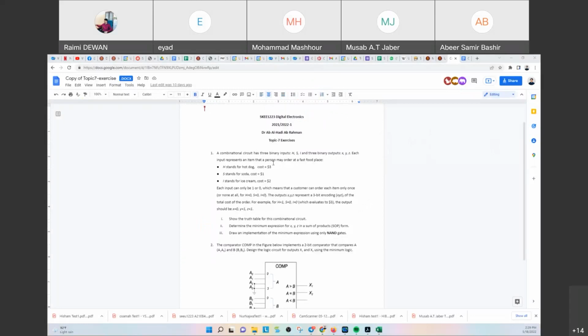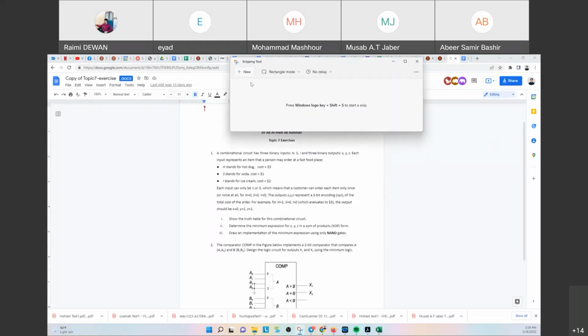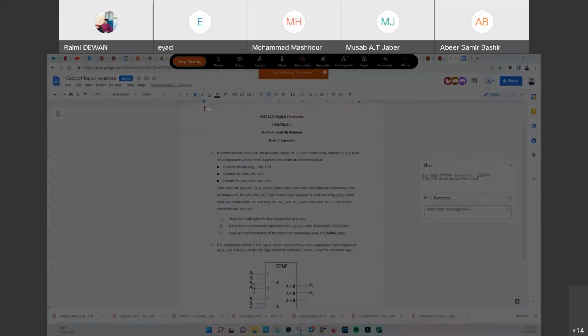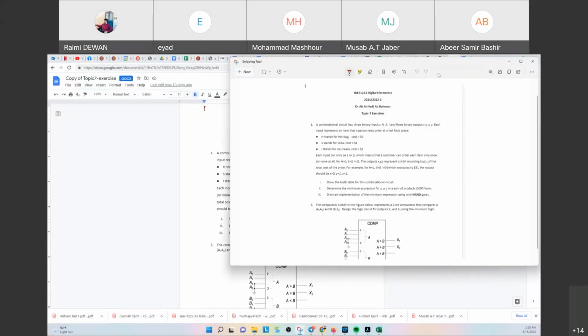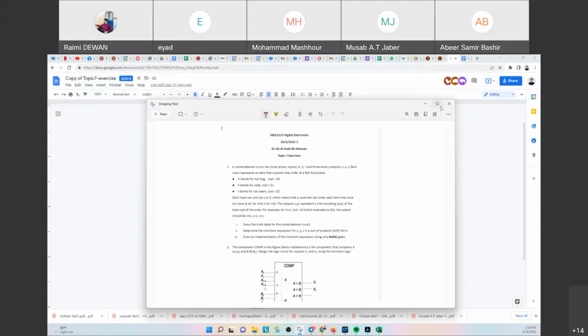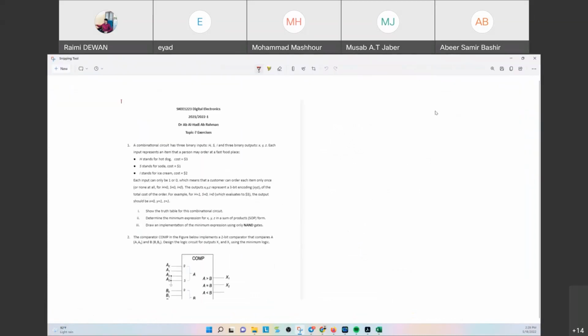So a combinational circuit has 3 binary inputs. So we have H, S, and I, and 3 binary outputs X, Y, Z. Okay, you can continue to paste your answer while I'm trying to understand. Because the first step of the circuit is actually to conceptualize. So a combinational circuit has 3 binary inputs.